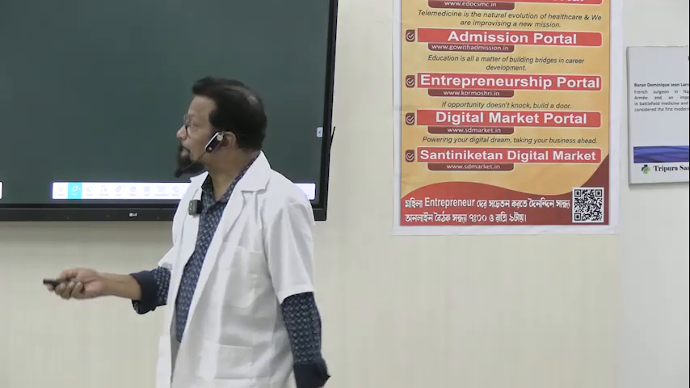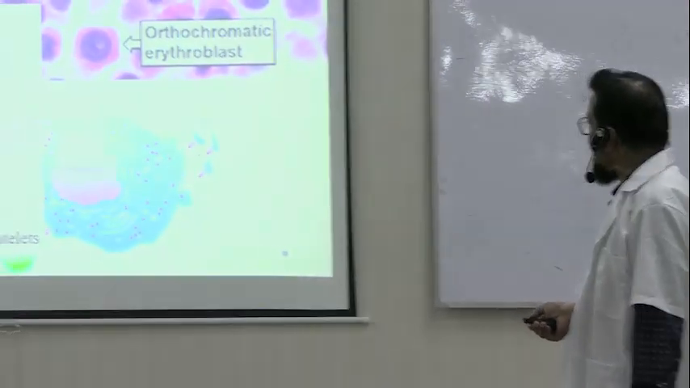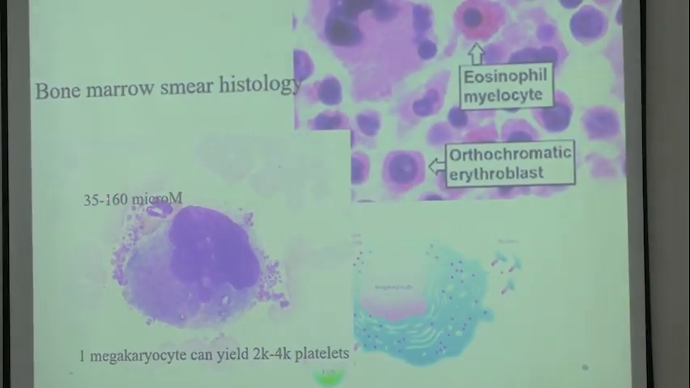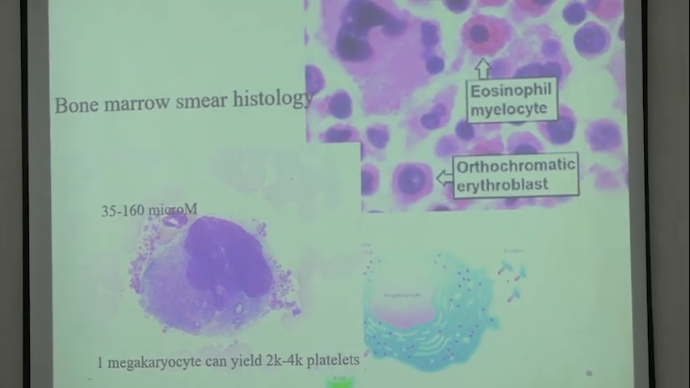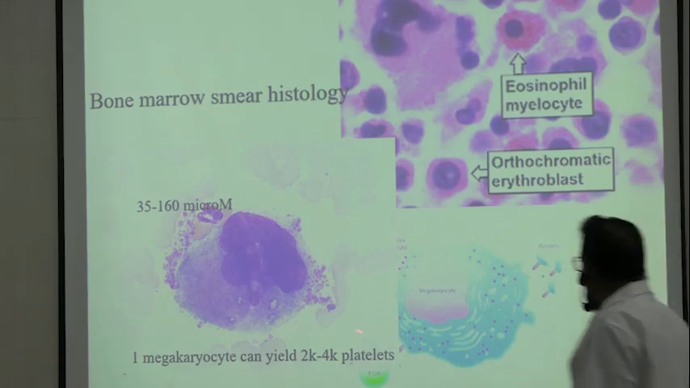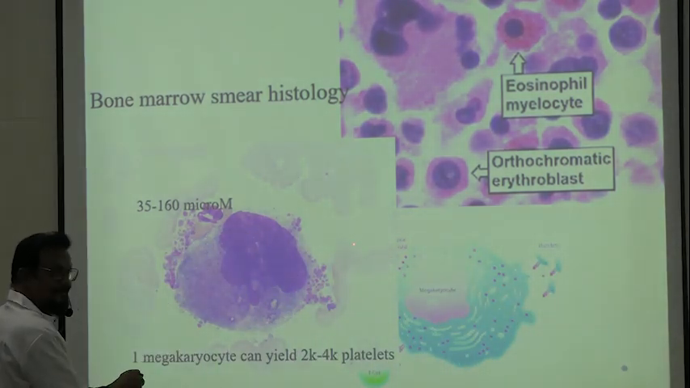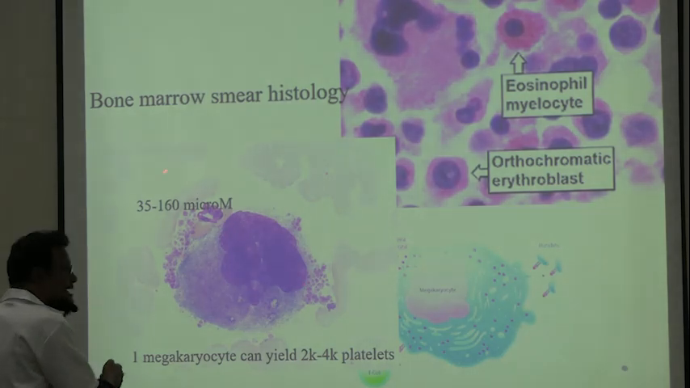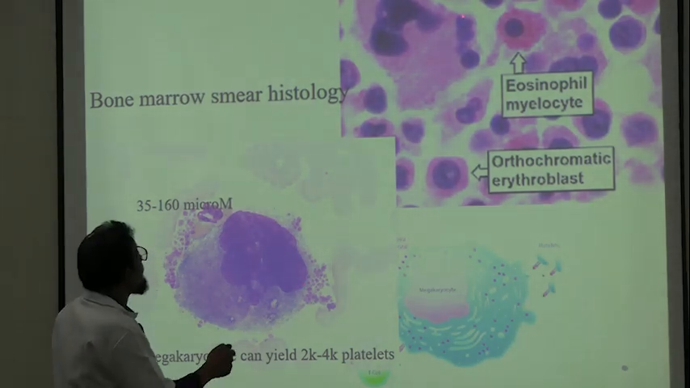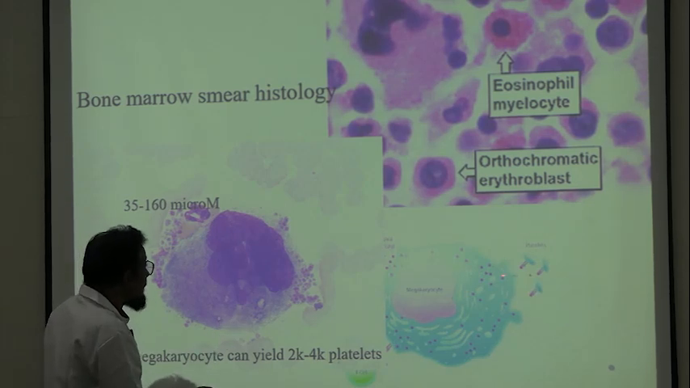Now the picture starts. What is the picture? Okay, I'll come later. This is the megakaryocyte. The megakaryocyte's diameter is 35 to 160 micrometers. From its cytoplasm, platelets are forming. Megakaryocytes are large cells, and these are small cells. These are thrombocytes, platelets, formed by pinching.